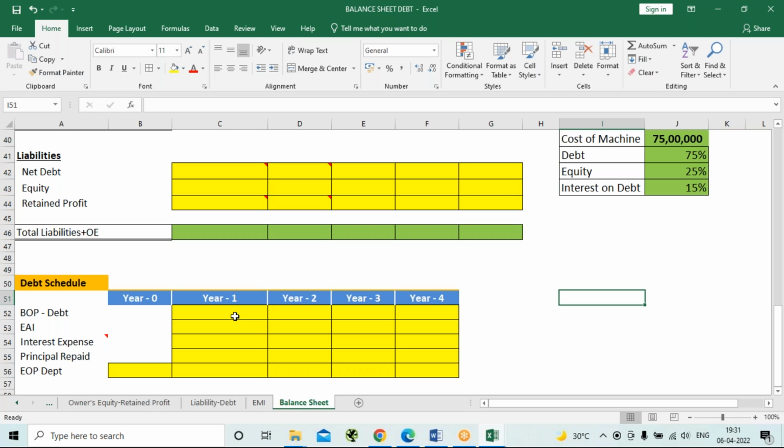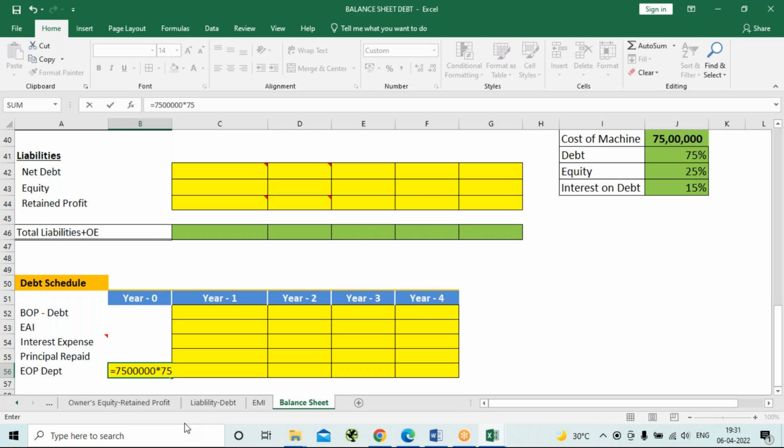Yes, very good. So where should I give this value? In the year zero end of period debt. Yes, end of period debt. So equals 75 lakhs into 75%. Very good. So which gives you the value of 56 lakh 25,000.